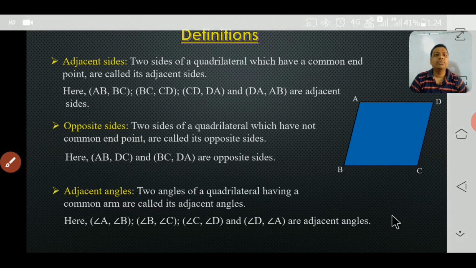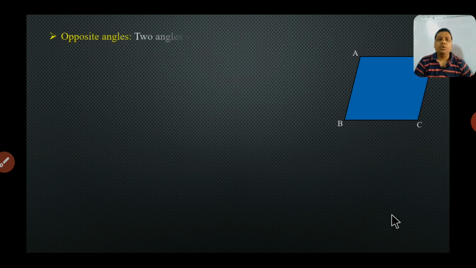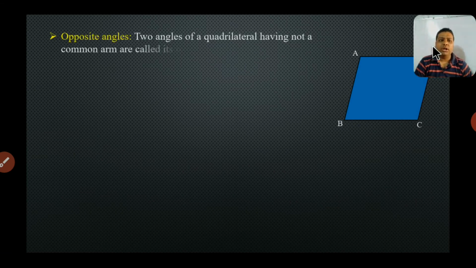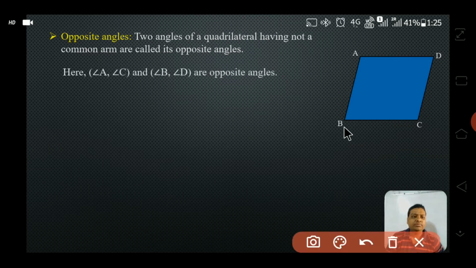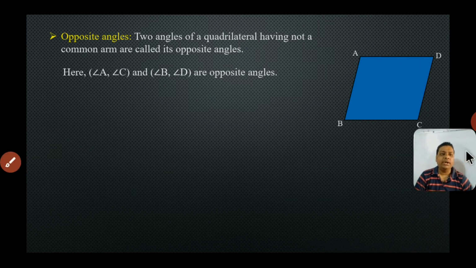Okay, students. Now, opposite angles. Two angles of a quadrilateral not having a common arm are called opposite angles. Here angle A and angle C are opposite angles, same as angle B and angle D, and both pairs are equal. Okay, not in a quadrilateral, in a parallelogram.